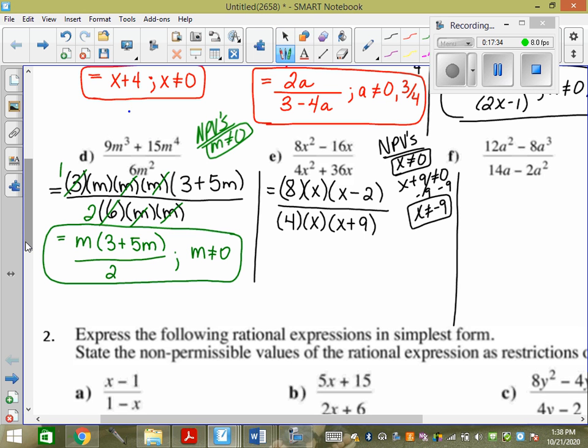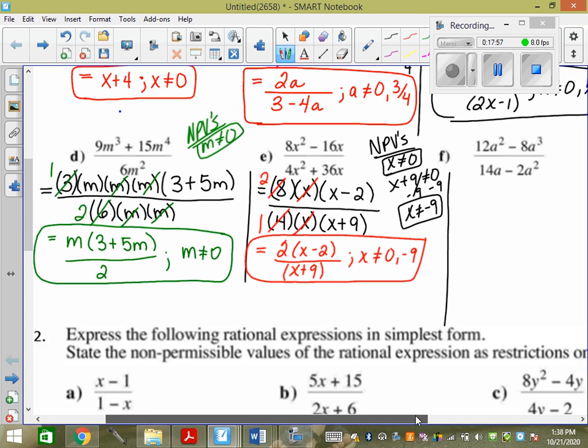The x's cancel. 4 divided by 4 is 1. 8 divided by 4 is 2. So I'm going to get 2x minus 2 over x plus 9. x cannot equal 0 or negative 9.